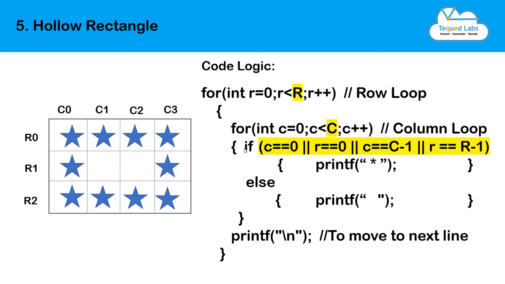Now, this is the important condition. Whenever C double equal to 0, whenever it is the first column, or whenever it is the first row, or whenever it is the last column, or whenever it is the last row, you are going to print a star. For all other conditions of C and R, you are going to print an empty space. Then to move on to the next line, we are going to print a new line character. The same thing appears here. So this is a pretty simple logic.